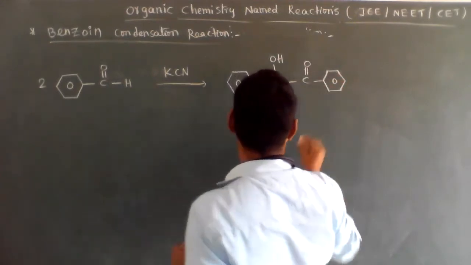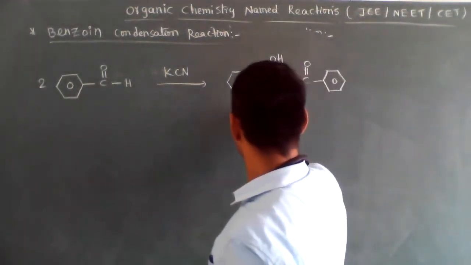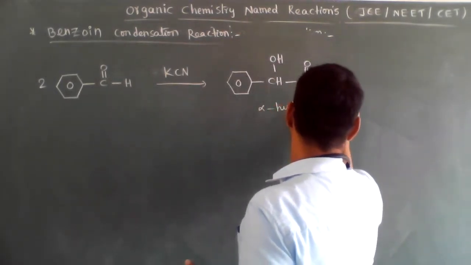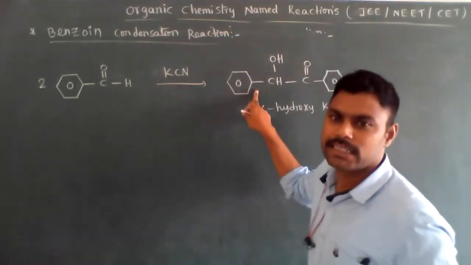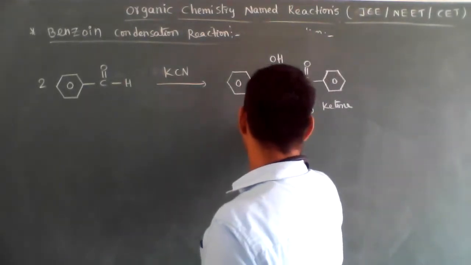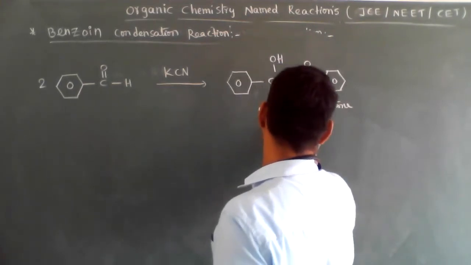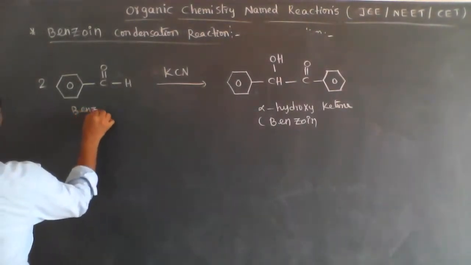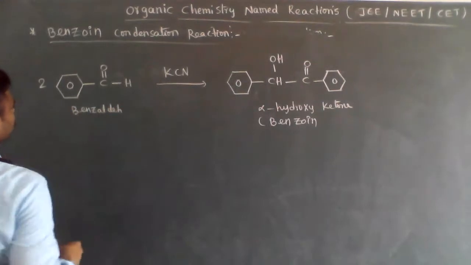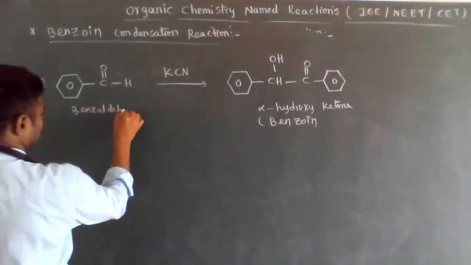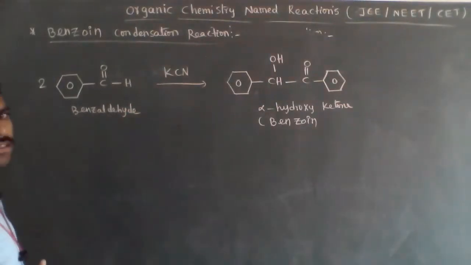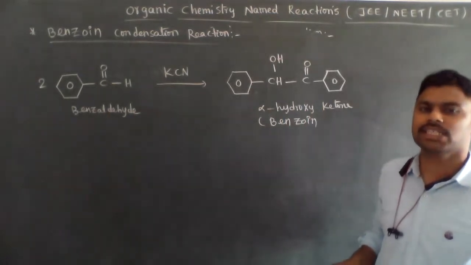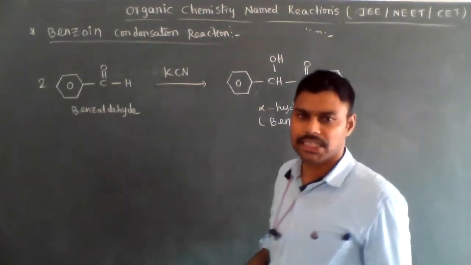Here we get an alpha hydroxy ketone. But here aromatic compounds, 2 benzene rings, are present. That's why it is also called benzoin. So 2 moles of benzaldehyde in the presence of potassium cyanide form benzoin. This is known as the benzoin condensation.